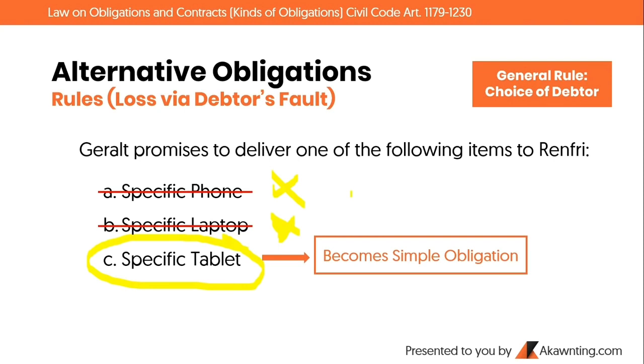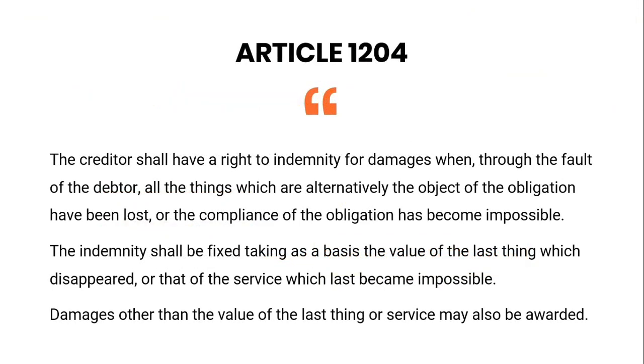At ang isa pa, tatanungin niyo ako, sir, debtor's fault yung naging reason kung bakit nawala yung A and B. Inuulit ko, nandito pa lang tayo sa right of choice ni debtor. Ibig sabihin, in the first place, pwede niya naman talagang hindi piliin yung letter A and letter B. Diba? So, it doesn't matter. Okay? Now, let's move on to Article 1204.